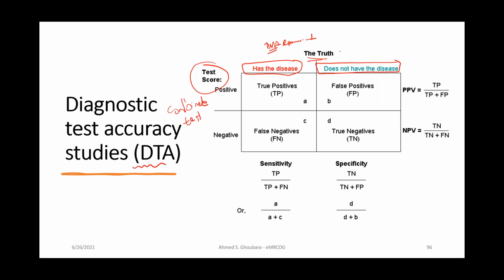So again, cell A, cell B, cell C, and cell D. But this time it's not about exposure and disease and the other stuff of risk ratio and odds ratio. Please don't mix things together. The previous example was about exposure and disease, but this time we're talking about DTA, diagnostic test accuracy. So we're talking about the less accurate test and the gold standard test. So we need true positive, A, false positive, false negative, and true negative.